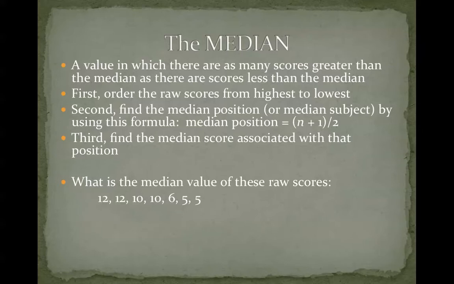The first thing you want to do is order the values from the greatest to the smallest, or the highest to lowest, or you can do it from the lowest to highest, it doesn't matter. And then you want to find the middle position in those values. In order to find the middle position, you take the total sample size, which is n, plus 1, and then divide that value by 2. And then lastly, you'll look at the median score associated with that position. So what is the median value of these raw scores?